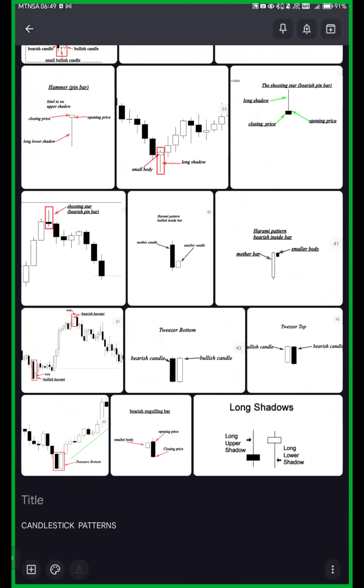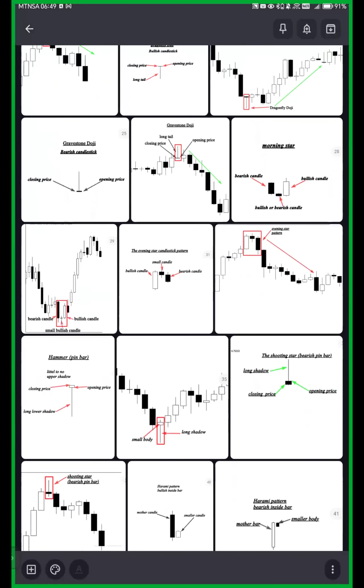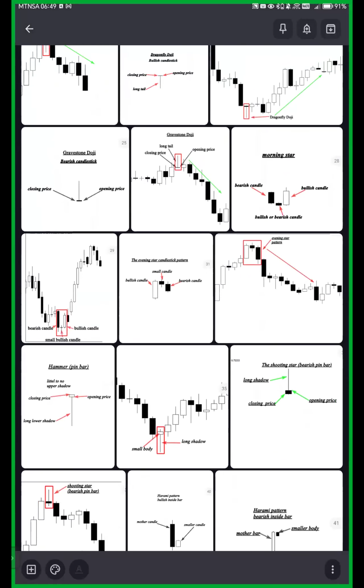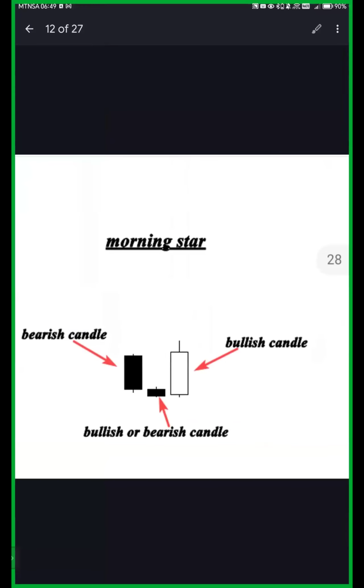All right, so we didn't look at those two families, and today I want us to look at a different chart pattern. Let us come here and look at this one. It is called a morning star. This is called a morning star candlestick chart pattern. Right, so let's go into it. The morning star pattern is considered a bullish reversal pattern.